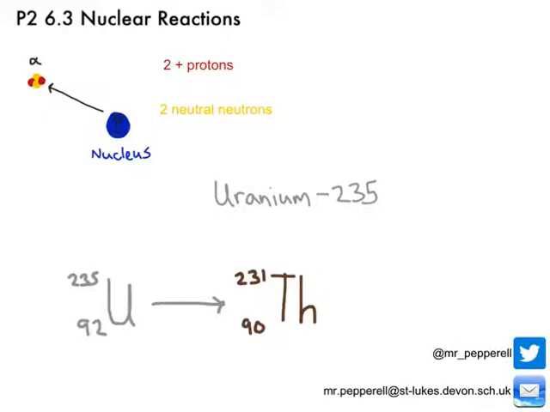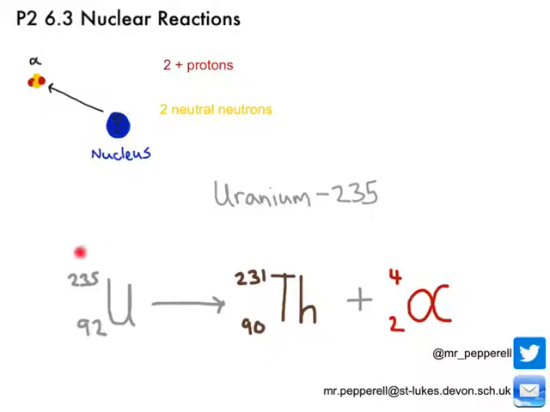So an element with 90 protons is thorium. We can also see that the mass number has gone down by 4 because it's also lost 2 neutrons. It's lost 2 neutrons and 2 protons, so we can see here that the relative mass has decreased by 4 to 231. And what we can see is that this decay event is actually just a balanced equation. If we have a look over here, it's just like you would balance a chemical equation. It works in exactly the same way.